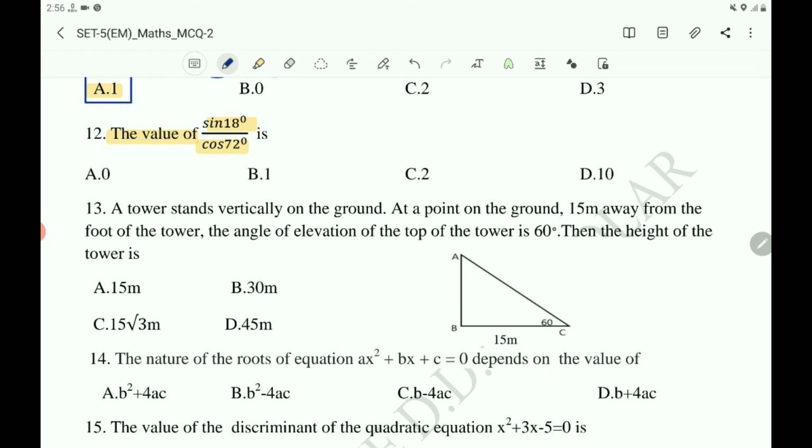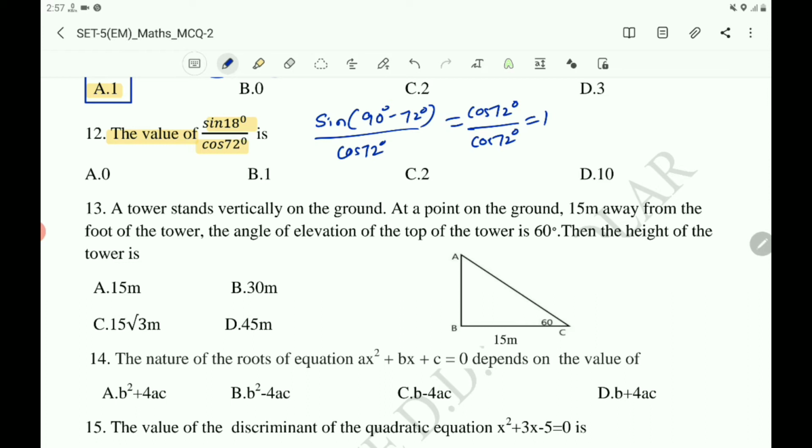But how will you get that? You know that they are the complementary of each other. 18 plus 72 degree is 90 degree, so you can convert any one ratio in the same angle. Sin 18 degree means sin of 90 degree minus 72 degree, and again you write this as it is. And sin 90 degree minus 72 degree is nothing but cos 72 degree by cos 72 degree, which is equals to 1. Here if you know the nature of the complementary angles and their trigonometric ratio, you can make out the answer very easily and quickly.